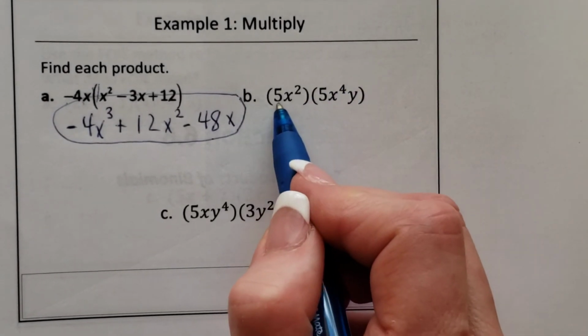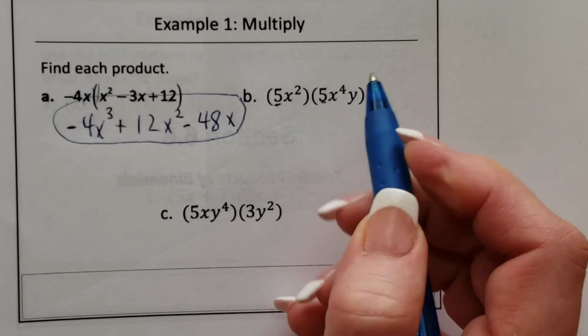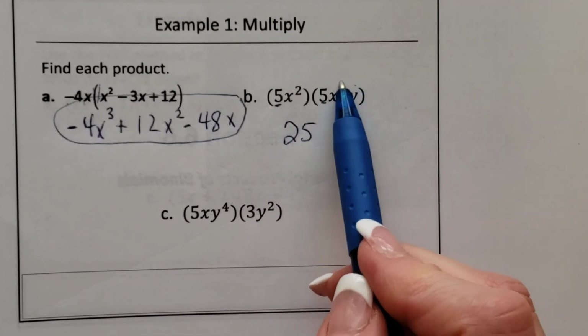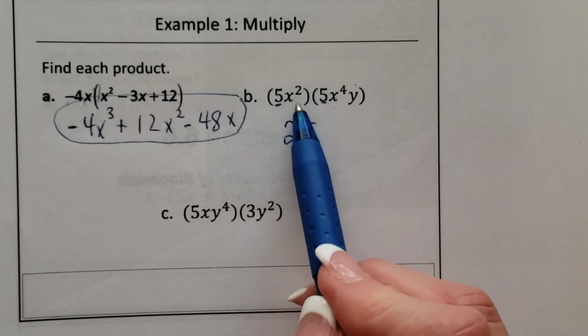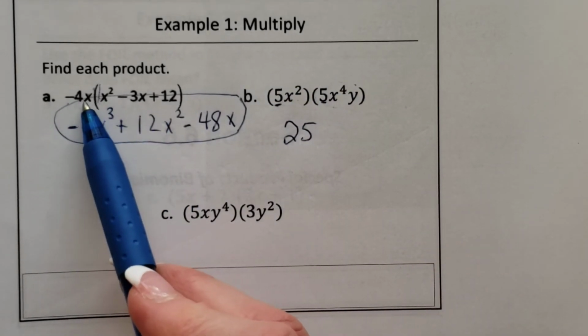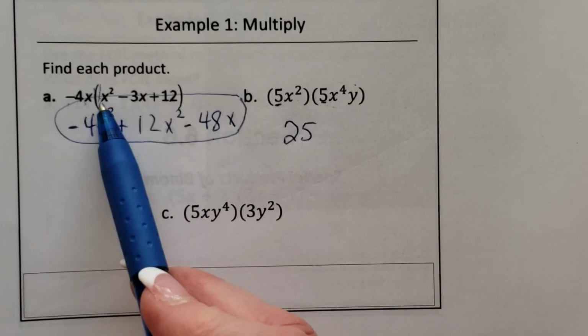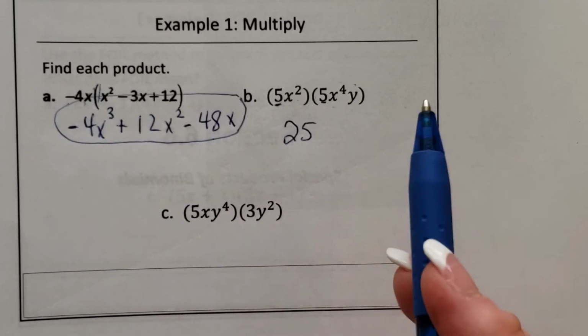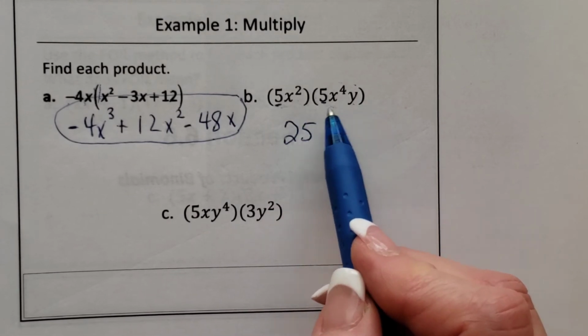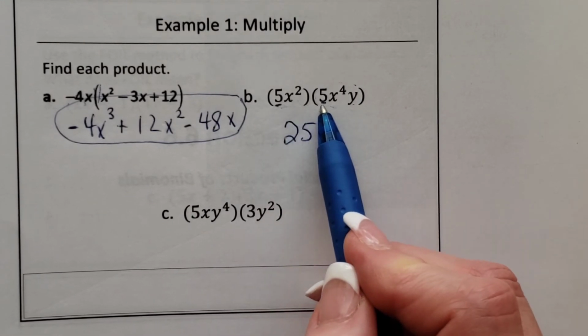For example, we're going to multiply the coefficients. So 5 times 5 is 25. Now this is a single term times a single term, okay? Here we distributed what's on the outside of the parentheses by every term on the inside of the parentheses. Here it's just one term times one term. Well, the only thing to do with these is multiply our 5s.